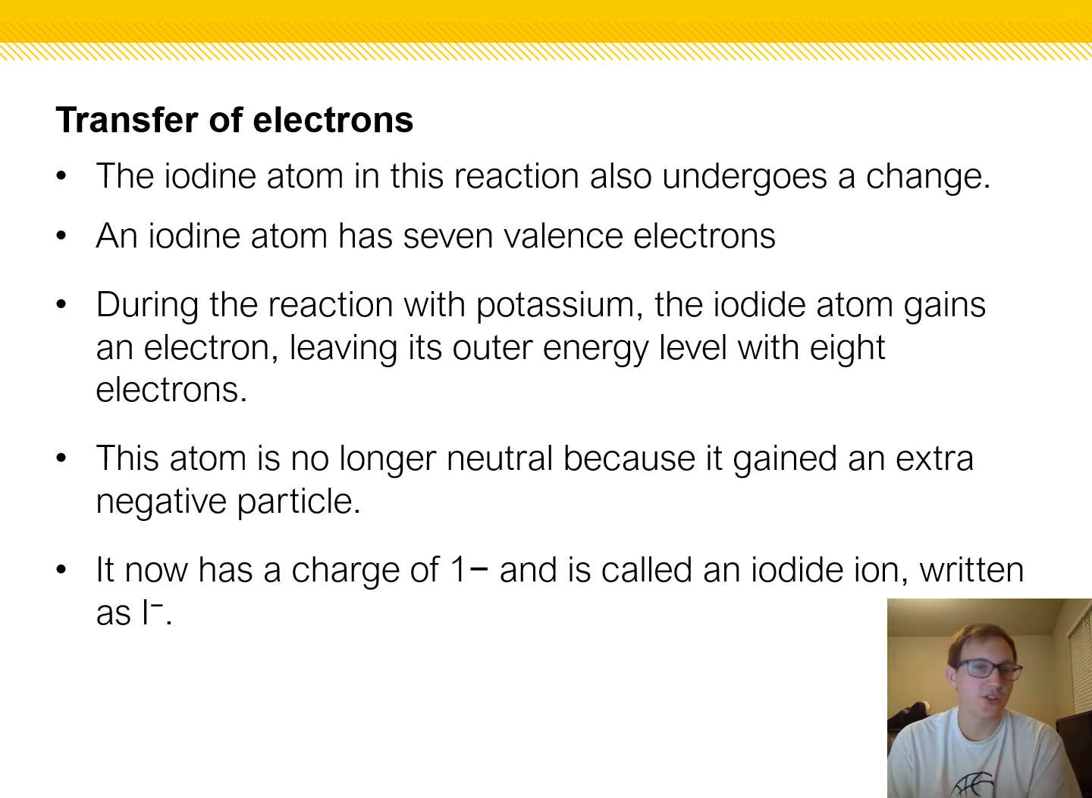During the reaction with potassium, the iodine atom, I spelled iodine wrong right there, gains an electron, leaving its outer energy level with 8 electrons. This atom is no longer neutral because it gained a negative particle. It now has a 1 negative charge and is called an iodide ion, written as I, and then you can write 1- or just a minus in this case.